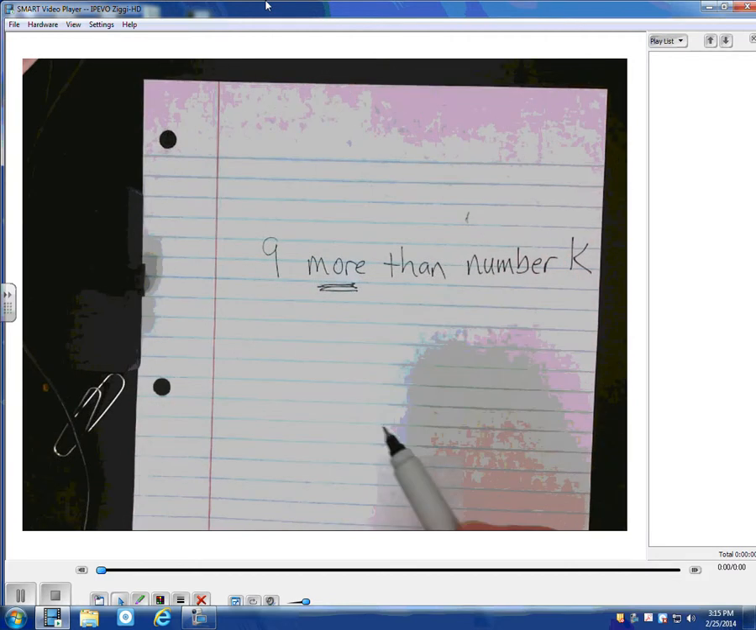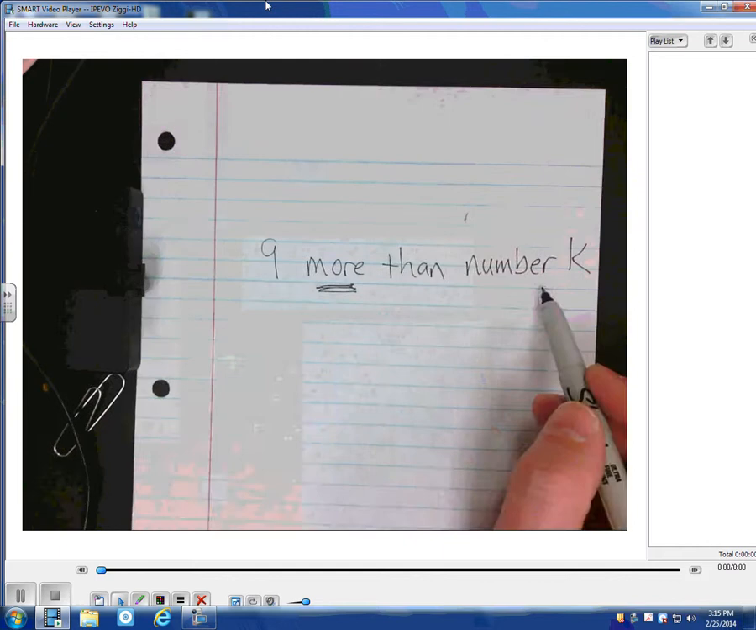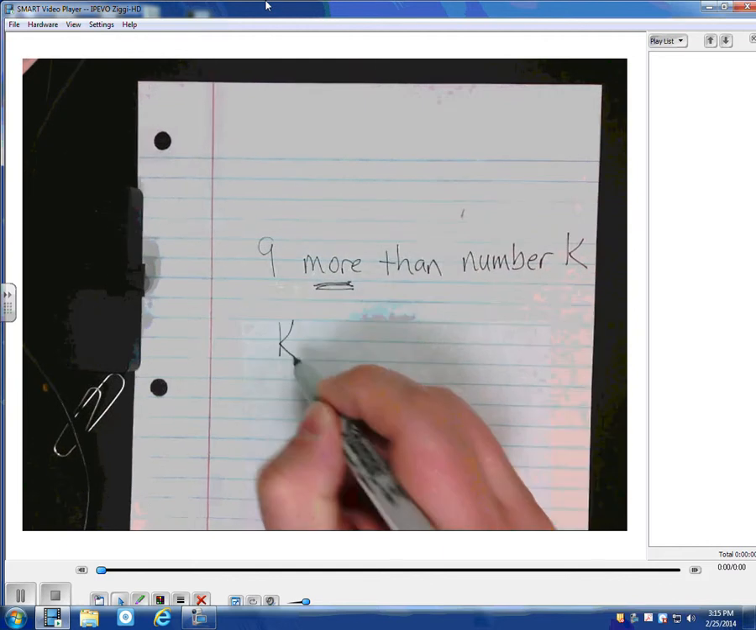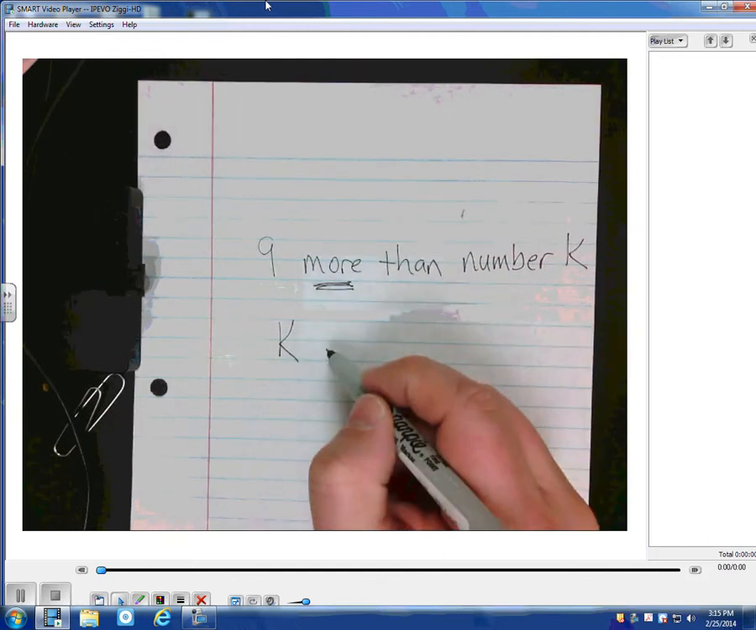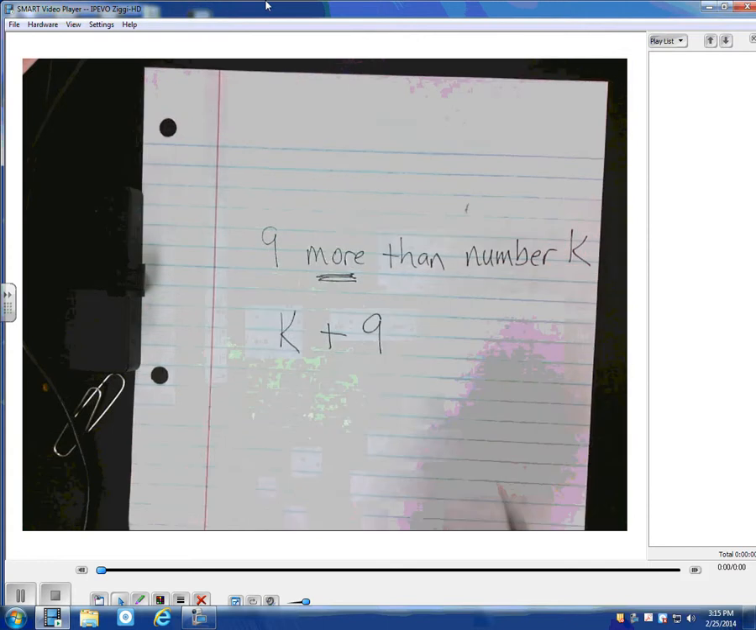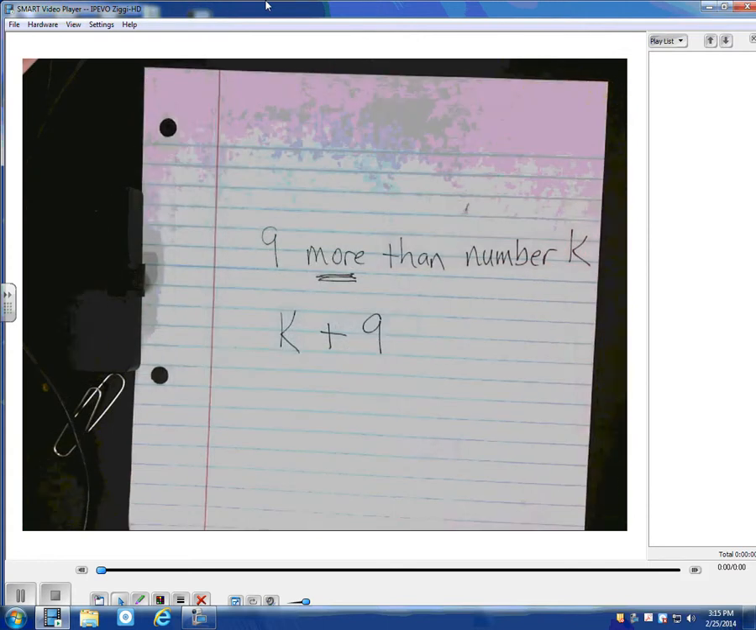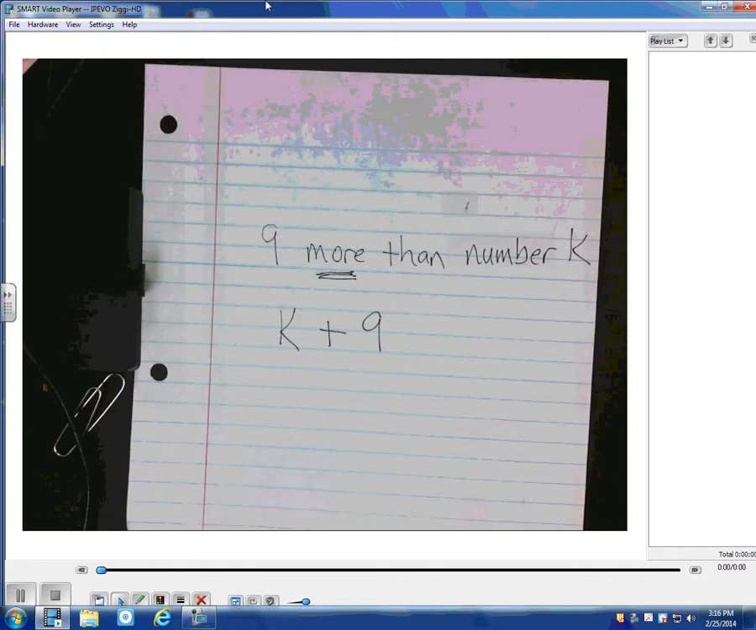So you'll look at that and you'll say the number K, which we don't know. So K, and then we're adding 9 more. So K plus 9. And that's the expression. That's all you have to do for that problem. You're going to have one similar to that on the back. So that's the answer to number 2.